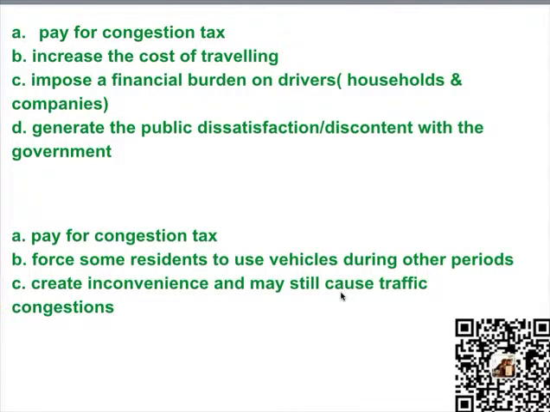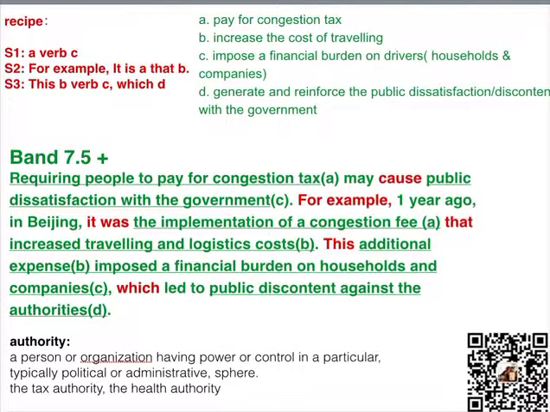congestions. That means maybe from 8 to 9, there's no traffic congestion. But all drivers, they will drive after 9, after the rush hour. There will still be traffic congestions. Okay. Now let's have a look at how we could apply these ABC phrases together with the recipe.